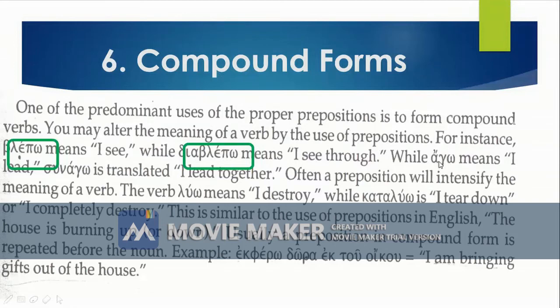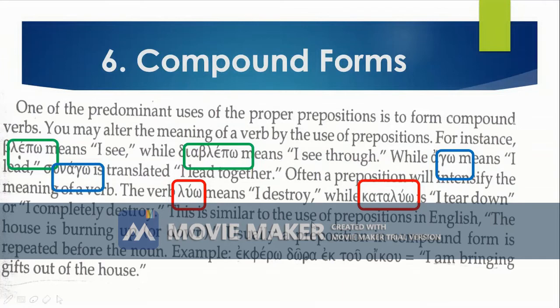Next is ago, which means I lead. Sunago becomes I lead together, because sun means with. Next is luo, which means I destroy, and kataluo means I tear down, because kata is down. Or it could also be I completely destroy, so there is an intensity there.